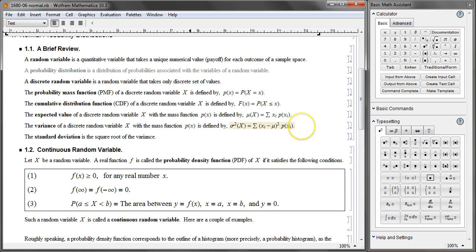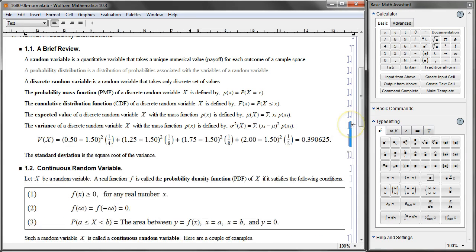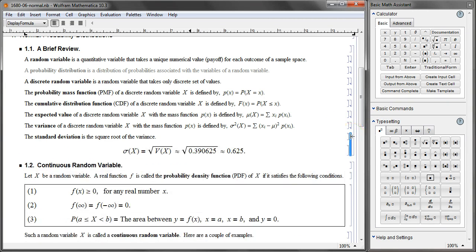Next, the variance. Instead of multiplying x and the probability mass, multiply the deviation squared and then the probability mass, and then add them all up. Here's an example. That's called the variance. Variance measures a kind of dispersion, how far apart those likely values are. And then the standard deviation is the square root of the variance.